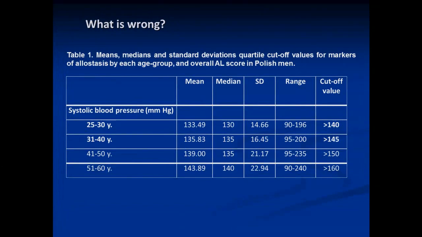Okay, this is harder to figure out what's wrong. This is another study, and they looked at blood pressure. What's nice here is that they say means, median, standard deviations, quartile cutoff values. You could just say frequency distribution or whatever. You don't need to put all those words in the title. For markers of allostasis by each age group and overall allostatic load score in Polish men. So I have at least more information.